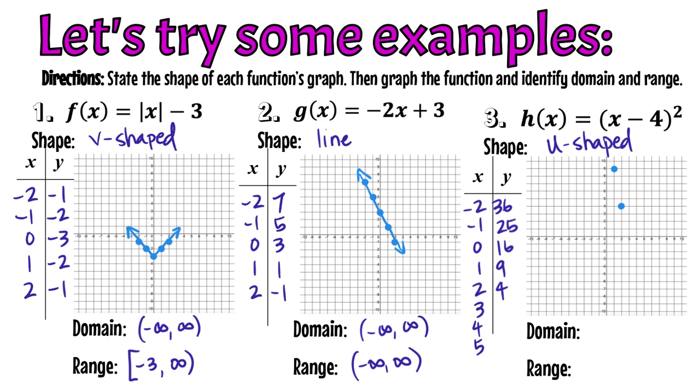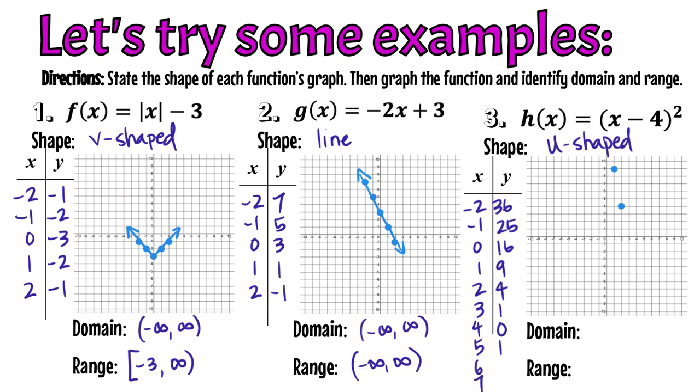So let's go ahead and fill in the rest of our table. Plugging in 3, we get h of 3 is (3 minus 4) squared. 3 minus 4 is negative 1. Negative 1 squared is 1. Plugging in 4, 4 minus 4 is 0. 0 squared is 0. 5: 5 minus 4 is 1. 1 squared is 1. All right, we can plug in 6 and 7 as well.